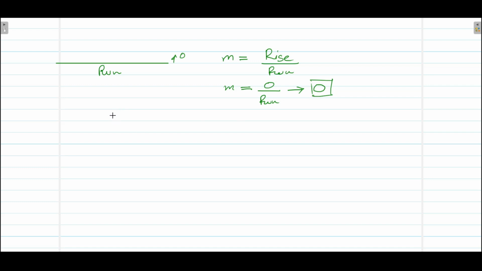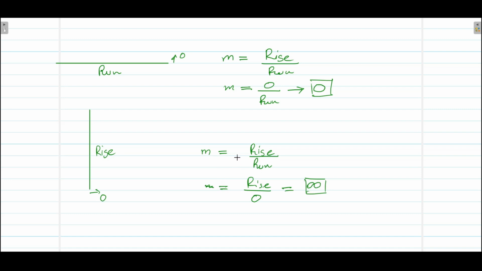We have one more case. For instance, if I have a perfectly vertical line, I can see that there is a certain rise, but there is no run, there is zero run. So if I apply the formula of slope, which is m equal to rise over run, there is a certain rise, but zero run. And this is the reason it will be undefined.